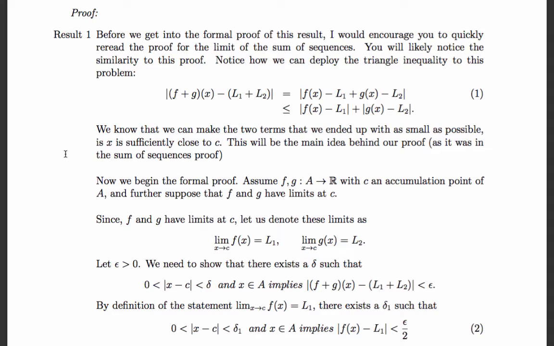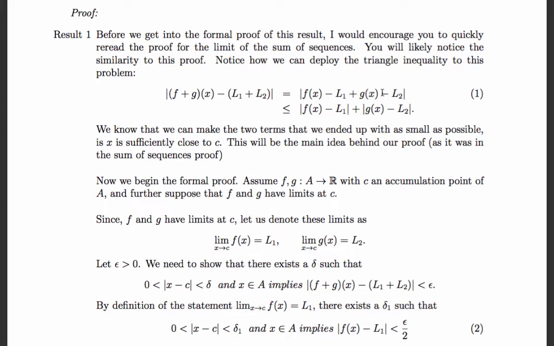So the function f plus g of x minus the sum of the limits, where L1 is the limit of f and L2 is the limit of g, is equal to f of x minus L1 plus g of x minus L2. All I did is rearrange the chairs on the Titanic here. And at this point, since I know that L1 is a limit of f and L2 is a limit of g, I know that L1 and f can be made to be arbitrarily close, and L2 and g can be made to be arbitrarily close.